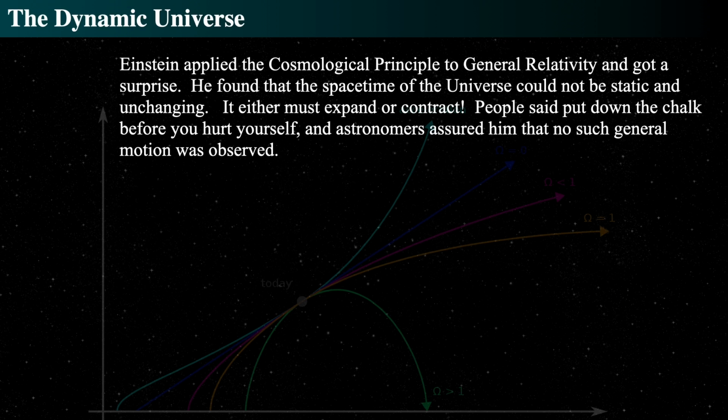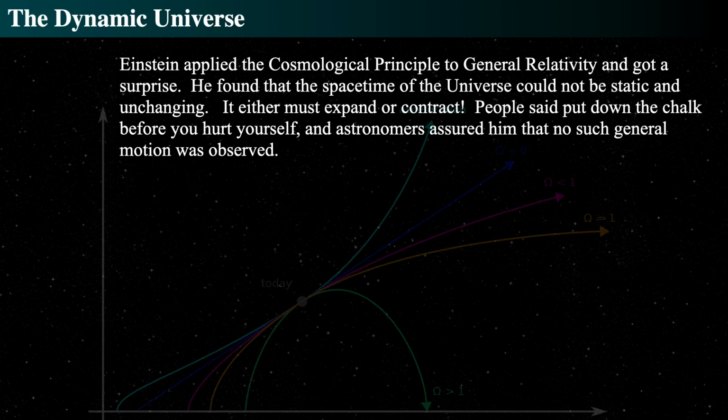Now Einstein, in 1917, because the universe was not known to be expanding, and the universe was known to only be the stars that were seen in the sky, applied the cosmological principle to general relativity, and he found, hey, this is kind of weird. Because gravity is here, and space-time is here, and stuff is here, the universe can't be static and unchanging. Stuff's got to move. And he found that space-time itself must either expand or contract.